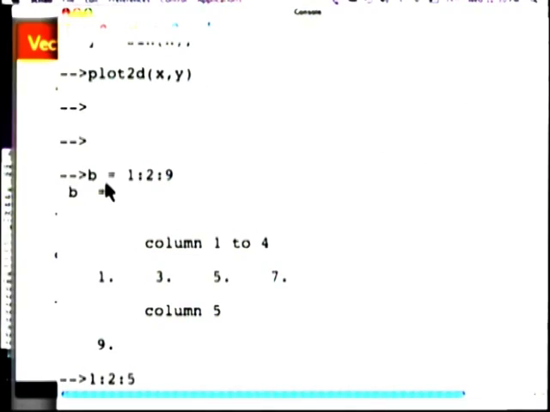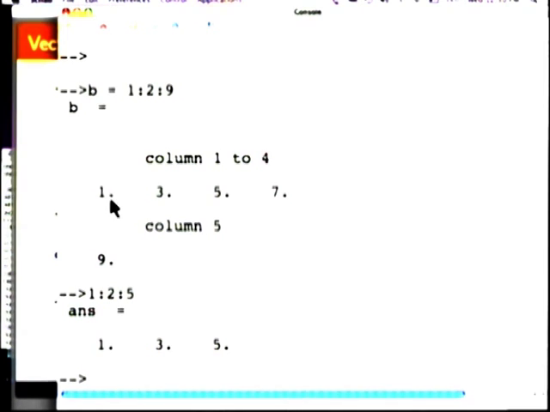All right, thanks. So the question I had was, what is 1:2:5? In fact, I wanted B of 1:2:5. The answer is not given in this question. So let's do this. If I do 1:2:5, it gives 1, 3, 5. So you can say, if I say B of 1:2:5, what will it give? Let's see whether this works.